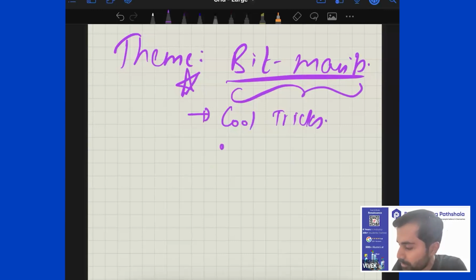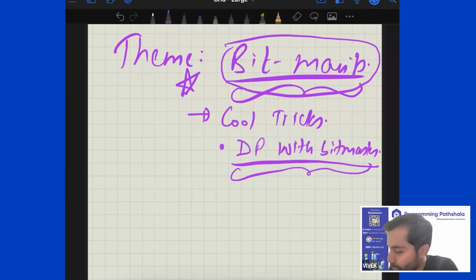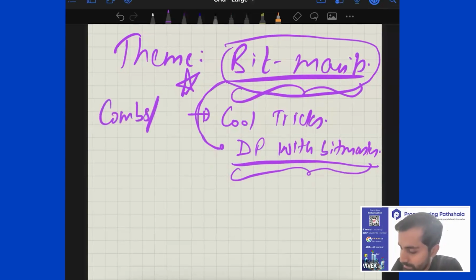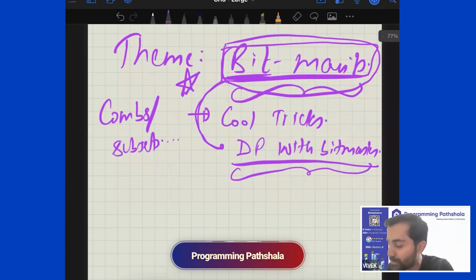Have you guys heard of a topic called dynamic programming with bit masks? Seemingly, it's usually said that it's a hard variation of DP. And for those people who understand bit manipulation, it is quite easy. Similarly, problems that have to do with combinations or subsets and things like those, there also bit manipulation plays a huge role. Okay. So we will see what is the magic of bits and how it helps us.